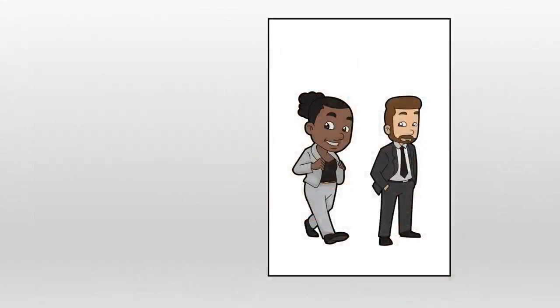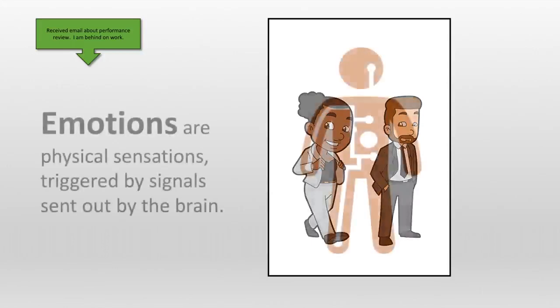Now, imagine Natasha doing chain analysis about this situation. Natasha would describe the prompting event this way: I received an email from my boss that I had a performance review today, and I was behind on my work. She would write it down as the first link in the chain. After describing the prompting event, like the first frame in a comic strip, the next link will be to describe the body sensations and emotion label that she felt.